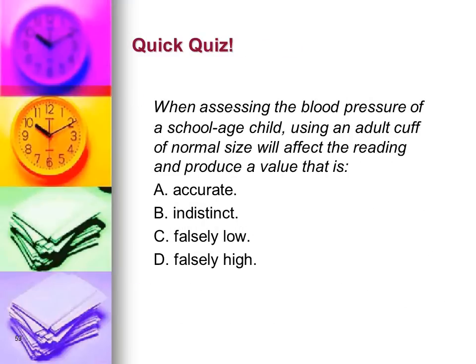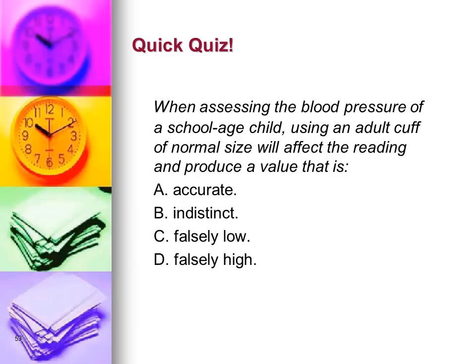Let's have one more quiz. When assessing the blood pressure of a school-aged child, using an adult cuff of normal size will affect the reading and produce a value that is accurate, indistinct, falsely high, falsely low.